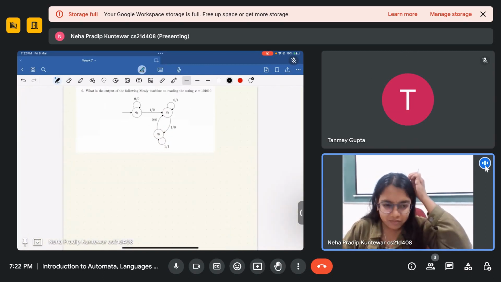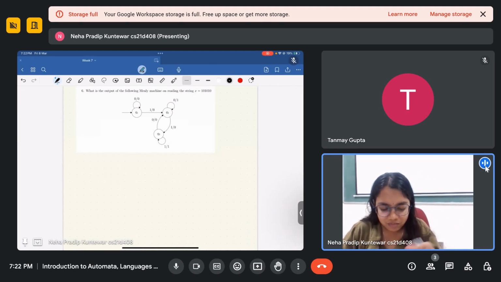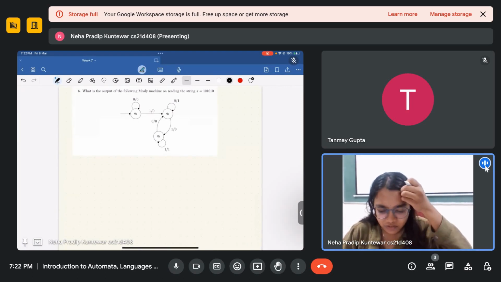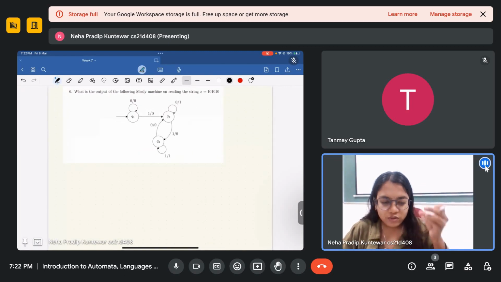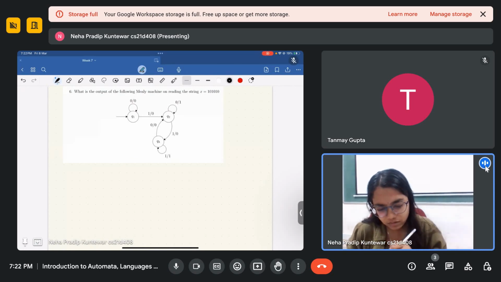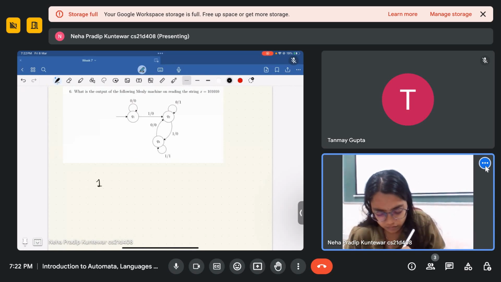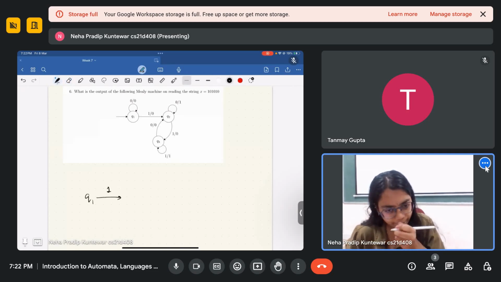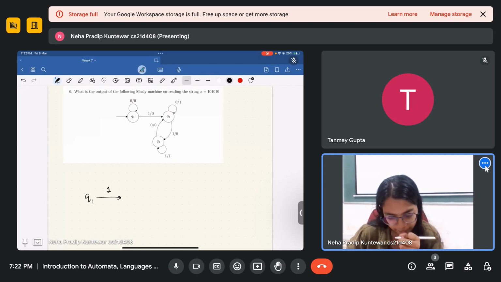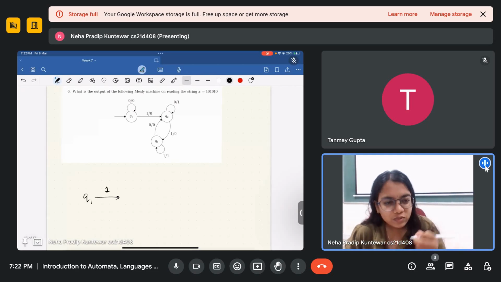This is a very easy question, but since it's there, maybe you can just tell me the answer. So you have a Mealy machine, and you're going to read this input 101010, and what is the output of the Mealy machine? Okay, we'll just do it together.